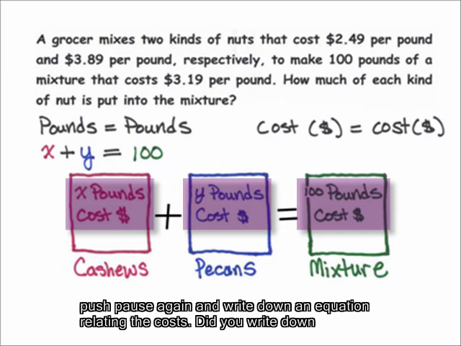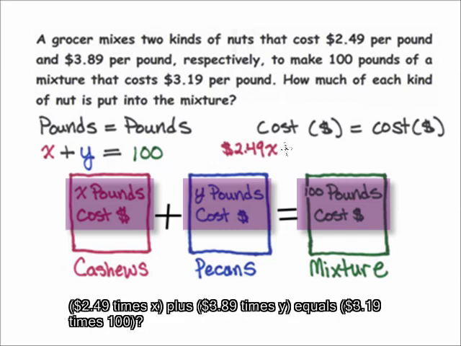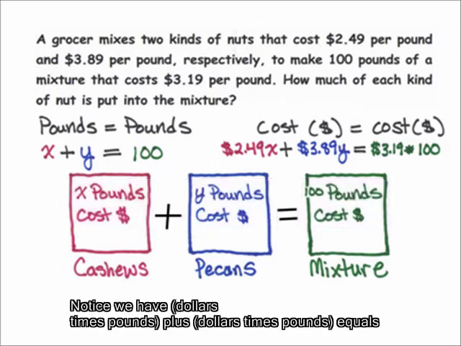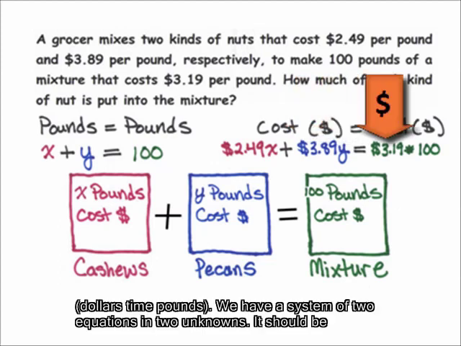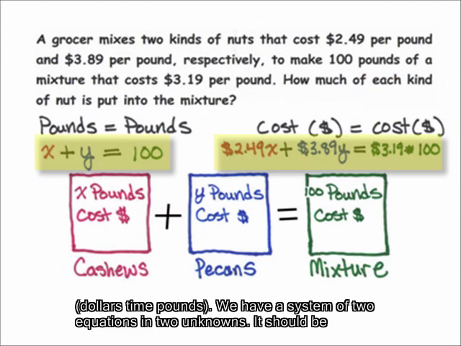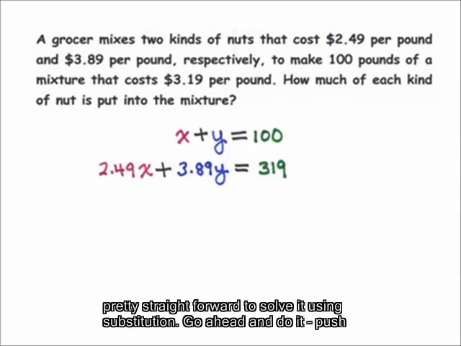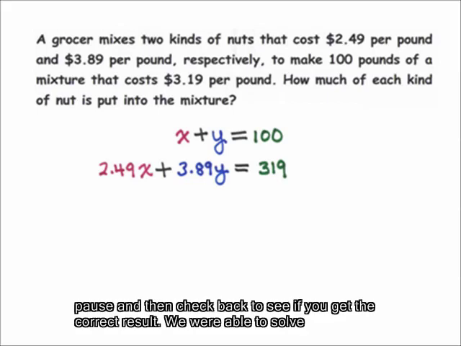Did you write down $2.49 times x plus $3.89 times y equals $3.19 times 100? Notice we have dollars times pounds plus dollars times pounds equals dollars times pounds. We have a system of two equations and two unknowns. It should be pretty straightforward to solve it using substitution. Go ahead and do it. Push pause and then check back to see if you get the correct result.